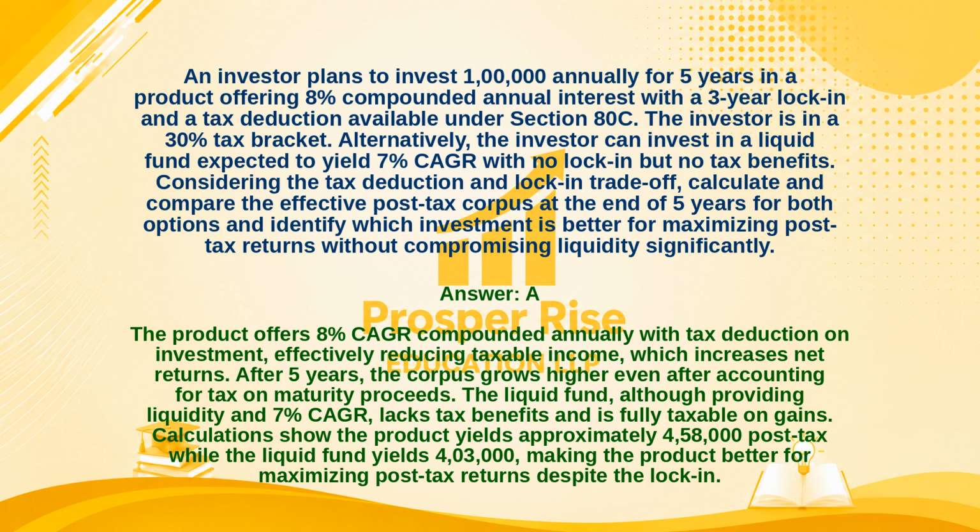The product offers 8% CAGR compounded annually with tax deduction on investment, effectively reducing taxable income, which increases net returns. After 5 years, the corpus grows higher even after accounting for tax on maturity proceeds. The liquid fund, although providing liquidity and 7% CAGR, lacks tax benefits and is fully taxable on gains. Calculations show the product yields approximately 4,58,000 post-tax, while the liquid fund yields 4,03,000, making the product better for maximizing post-tax returns, despite the lock-in.